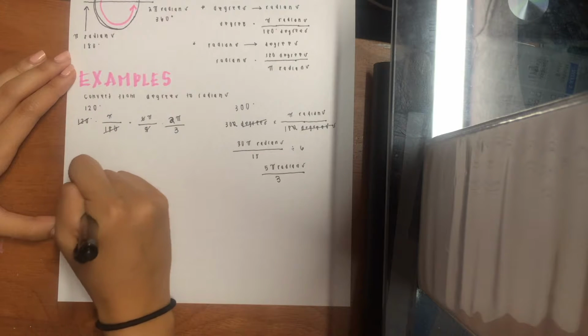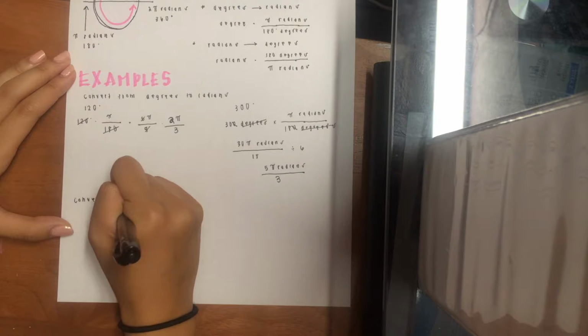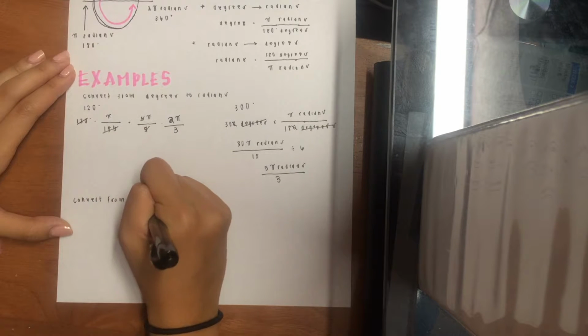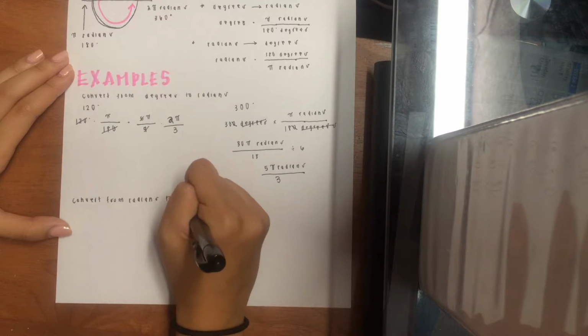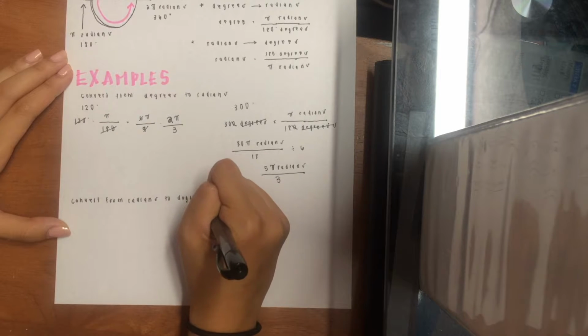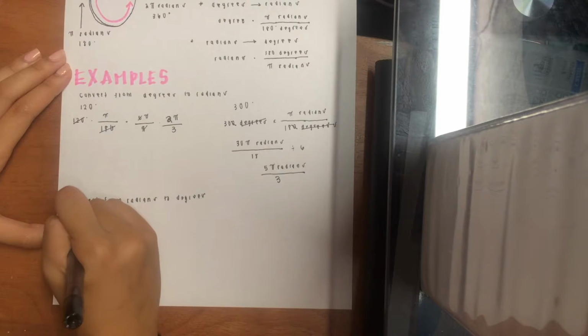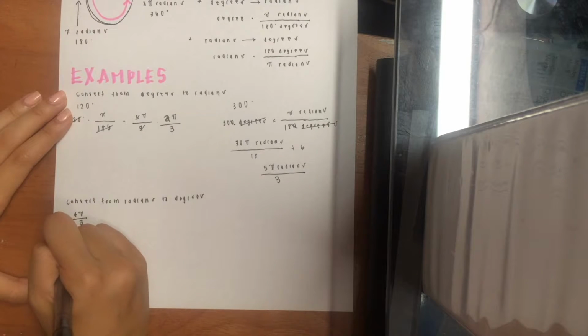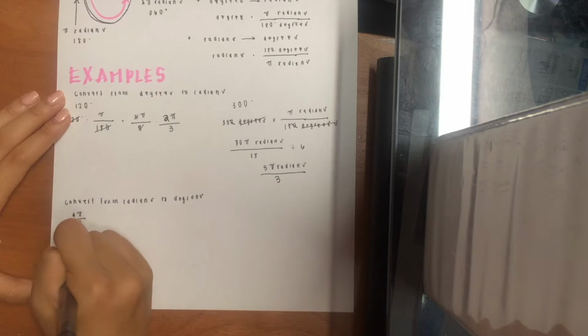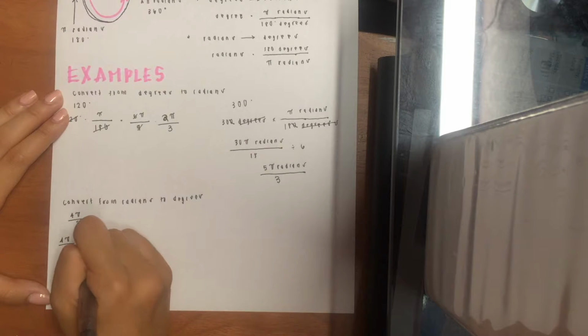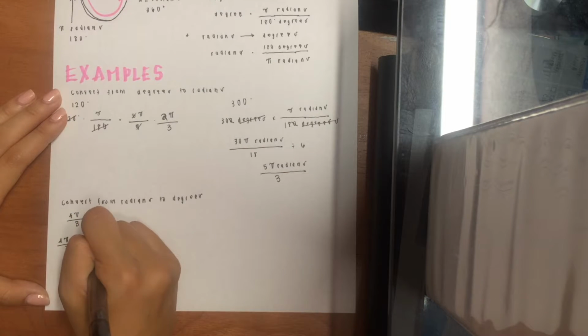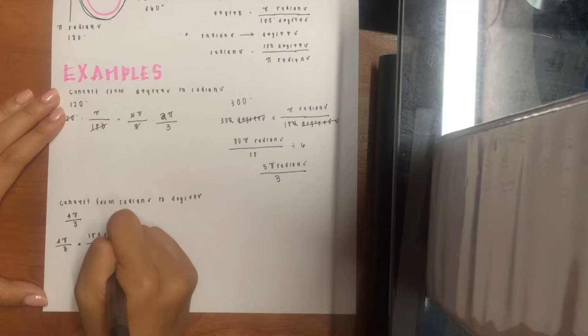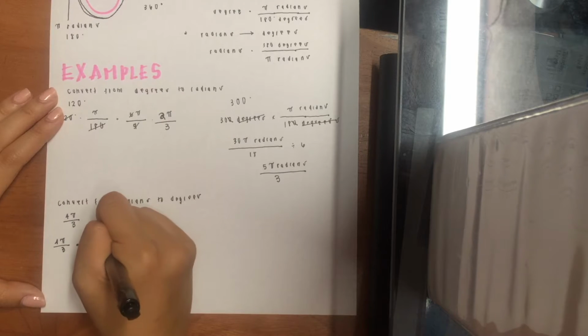Our second set of examples will be converting from radians to degrees. First, we're going to convert 4 pi over 3. In order to convert this, we would need to set it up as 4 pi over 3 times 180 degrees over pi radians.